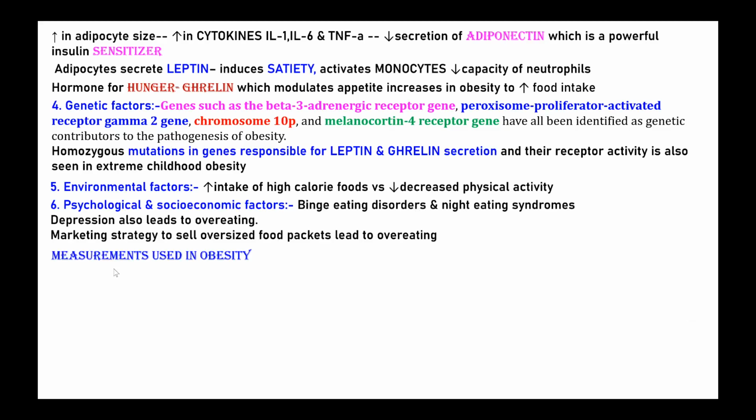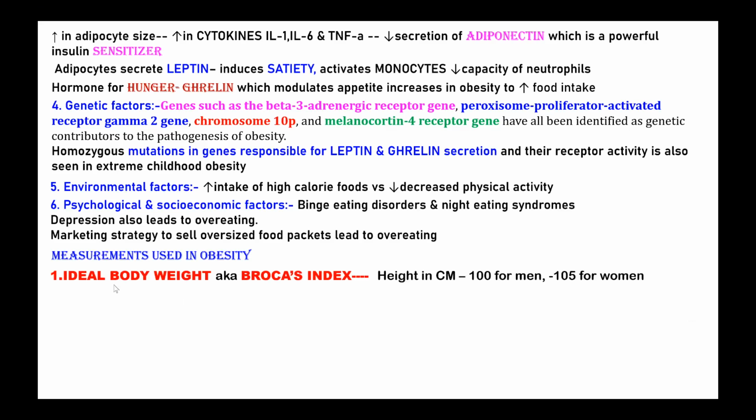Now, the various measurements used in obesity. Ideal body weight, also known as Broca's index, is height in centimeters minus 100 for men, in kgs, and minus 105 for women. BMI is also called Quetelet's index. Why is it called Quetelet's index? Any idea?